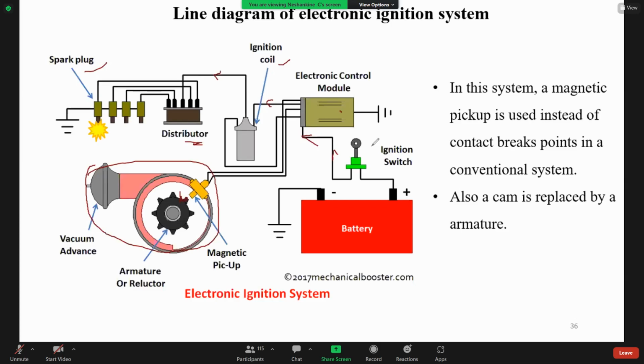Then when this portion, this donut, comes to this place, again a signal will be created, then pass. According to this scenario, on and off, the same function as the contact breaker. Signal on, then off, signal on, then off. According to that, we can create the voltage inside the ignition coil. Then that high voltage passes through this distributor, then through this spark plug.